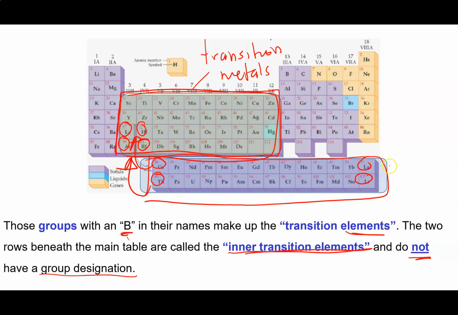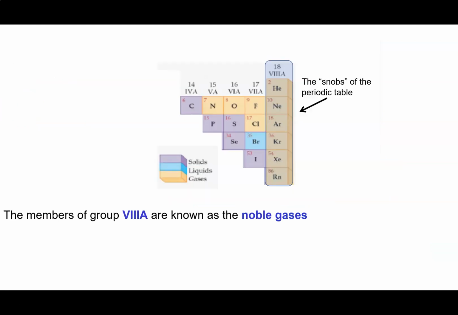So these guys in the two rows underneath are called the inner transition elements, and they're the only elements on the periodic table that don't have a group designation. They're called the inner transition elements because they're meant to go inside the transition elements. Why did we pull them out and put them at the bottom? Well, there are some long forms of the periodic table which have them in their correct place, but they tend to be very long and skinny, so it works out better to put them underneath. It's really practical, saves space. Okay, so that's what it's all about.